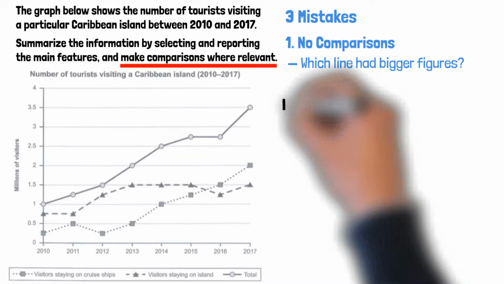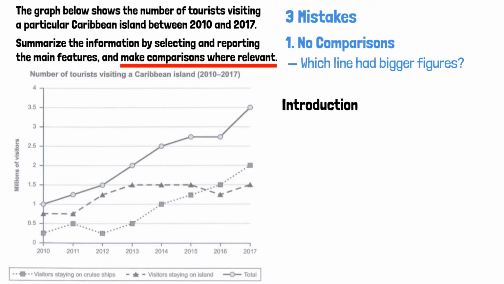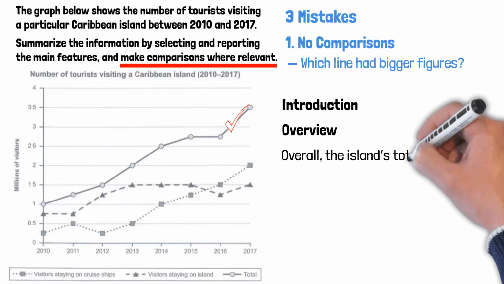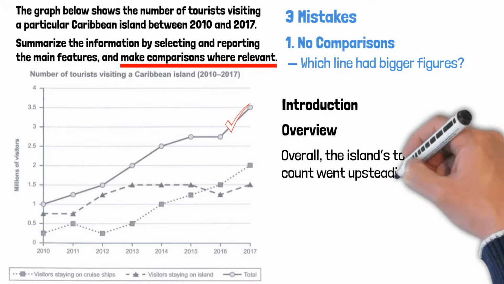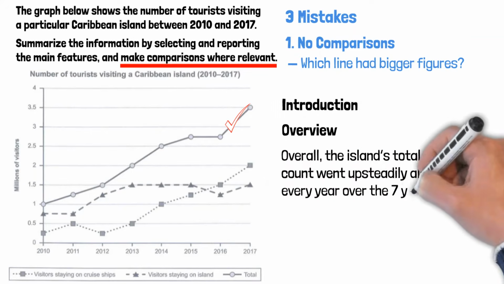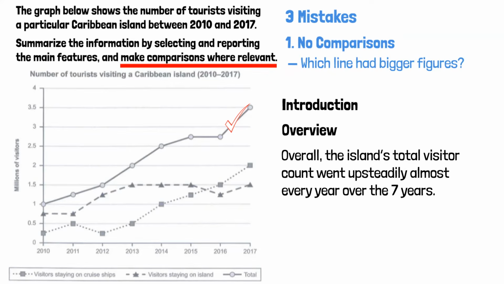For example, after you finish your introduction paragraph, you'll write your overview paragraph, which is the second paragraph of your essay. In your overview, you will definitely summarize the general trends of the line representing the total number, right? Overall, the island's total visitor count went up steadily almost every year over the 7 years. Here, because you've already said the total number increased, you don't need to say these 2 also increased.